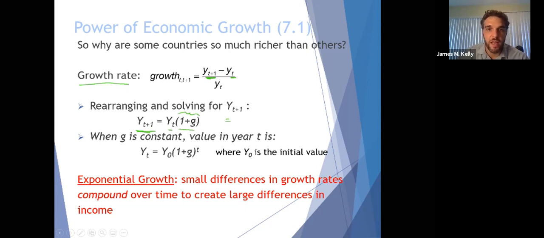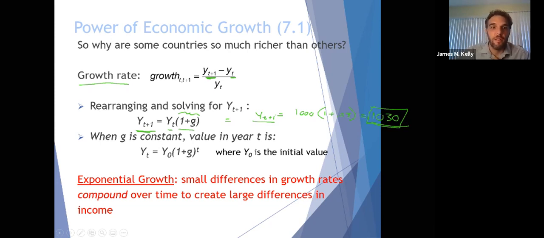So essentially what we're saying is, if we want to find what Y_t+1 is, what the value of real GDP is going to be tomorrow, let's say real GDP is 1,000 today, and our economy is growing at 3%, then our real GDP tomorrow is going to be 1,000 times 1 plus 0.03, which is going to be 1,030. Okay? And so real GDP tomorrow is going to be 3% higher than it previously was, as given by the growth rate.